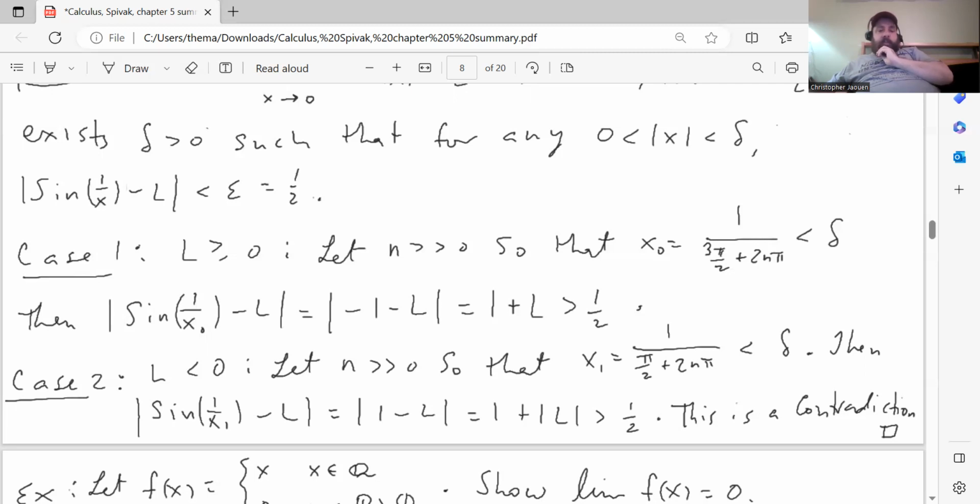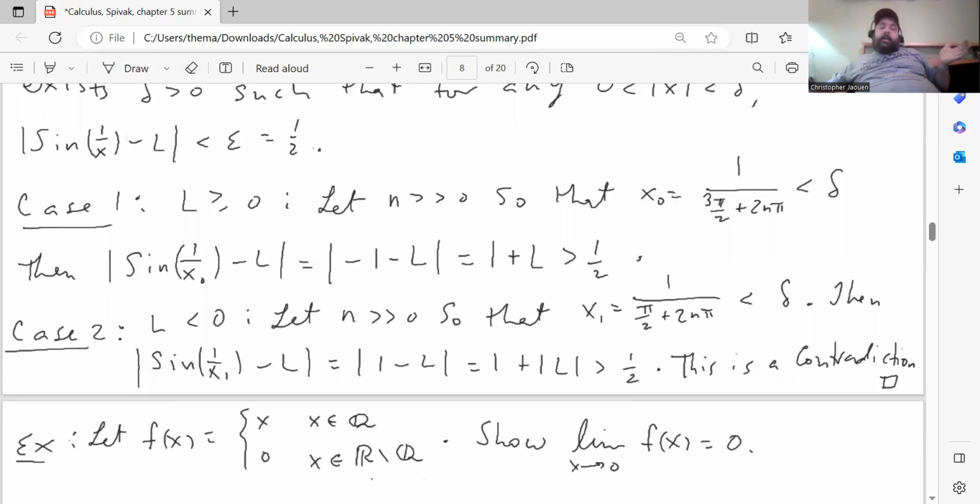So you get the absolute value of -1 minus L at that x value, which is the same thing as 1 plus L, right? You can just factor out the minus and then take the absolute value. And notice this is greater than 1/2, which is the epsilon we chose. So that's a contradiction, right? So that means that L greater than or equal to 0 can't be the limit.